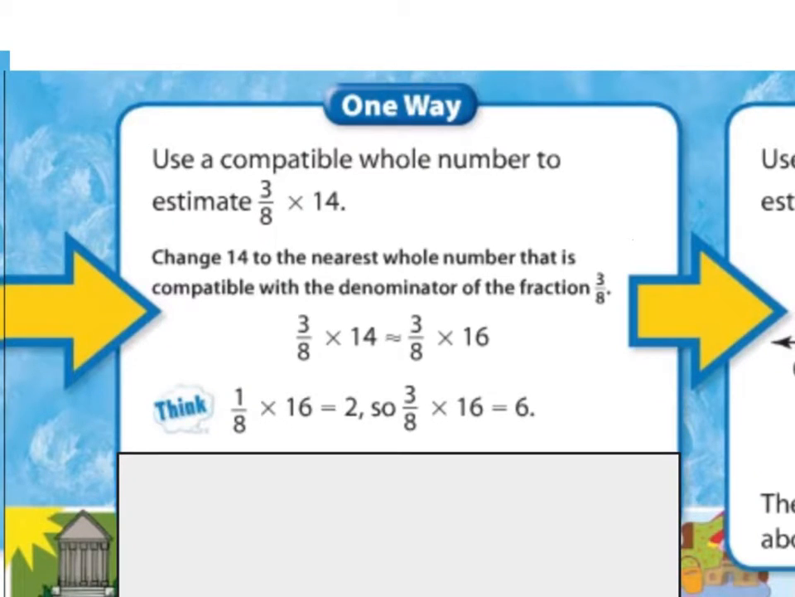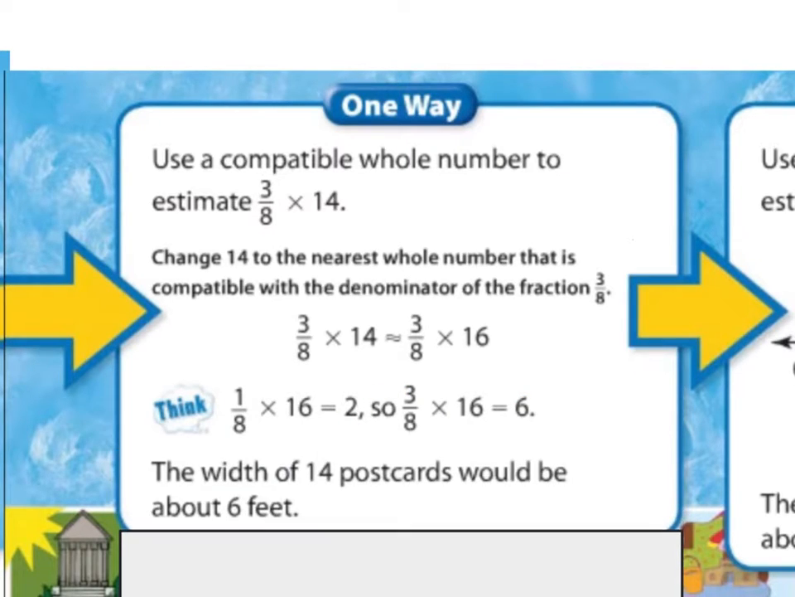So I could also think, 3/8, well, 1/8 times 16 is 2. I can easily simplify that. 16 would simplify to 2. This would simplify to 1. 1 times 2 is 2. So if I take 3 of those instead of just 1/8, if I take 3/8, it would be 3 times 2, and I would get 6. So the width of 14 postcards would be about 6 feet. These are very important words when we use them in estimating problems. Would be about. You don't say the width of 14 postcards is 6 feet, because we estimated.